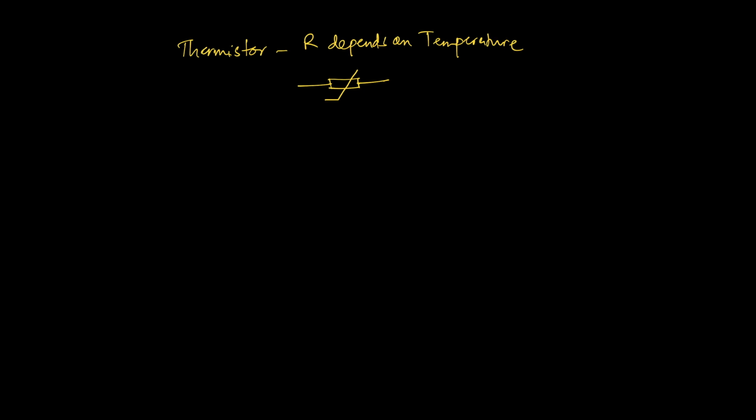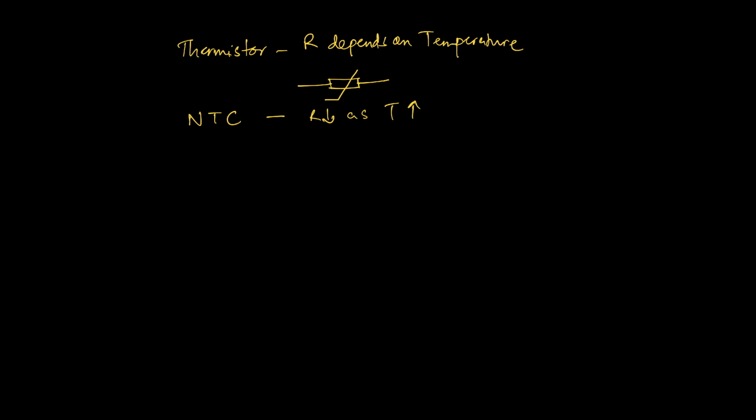You can have thermistors whose resistance increases with temperature, and those whose resistance decreases with temperature. So we have what we call negative temperature coefficient thermistors, where the resistance comes down as temperature goes up. Those are what we are going to cover in this course. I won't be covering positive temperature coefficient resistors here.